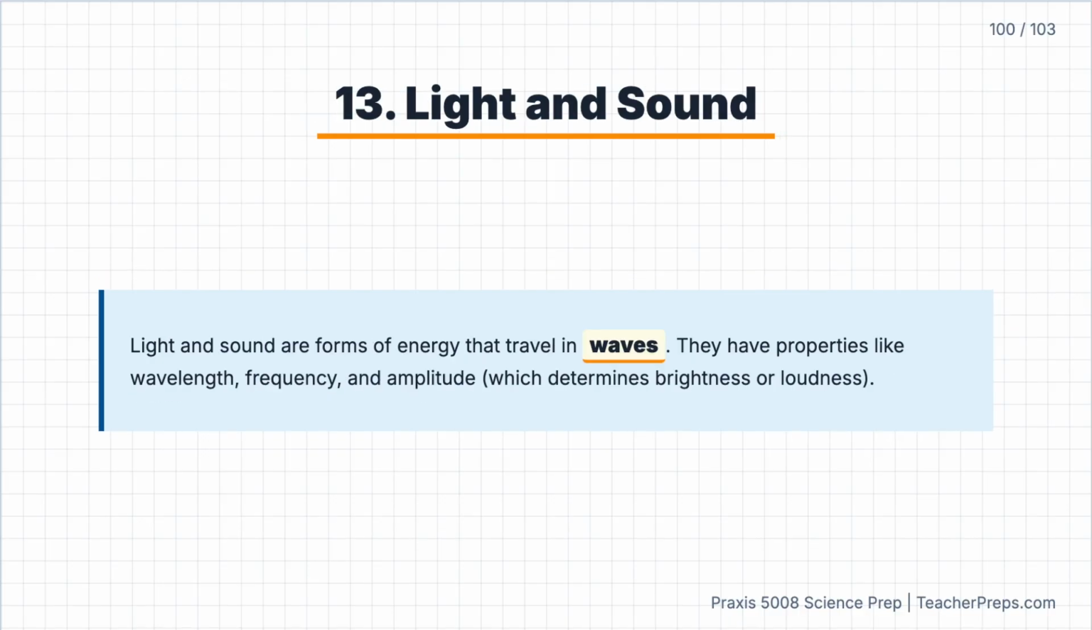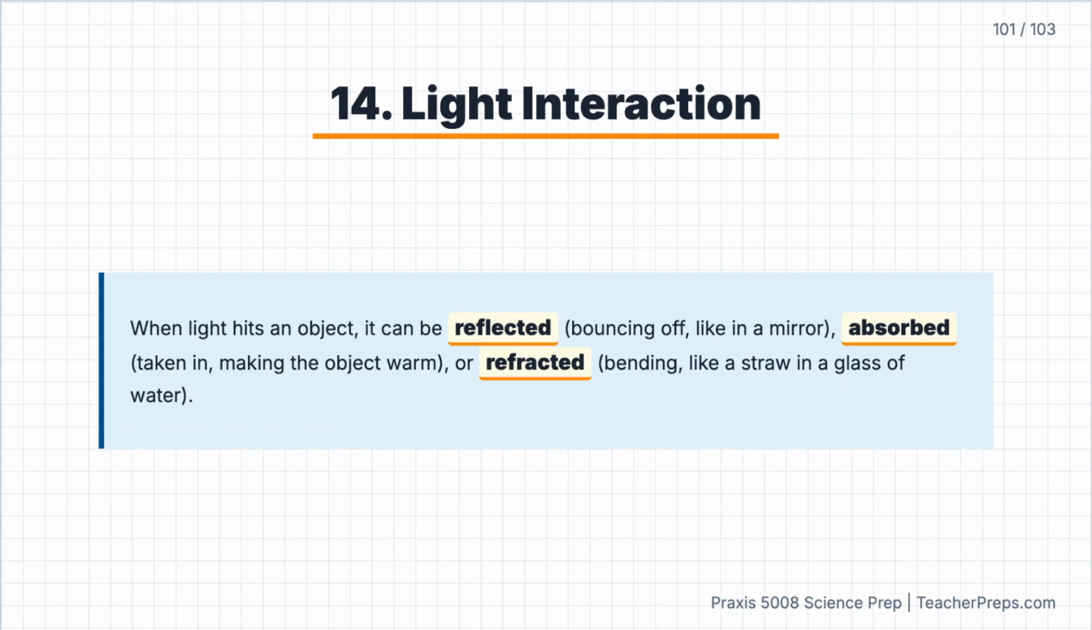All right, here we go. We are talking next about light and sound. Both light and sound are ways that energy moves through the world. They travel as waves, and the properties of those waves determine what we actually see and hear. Next up, we're going to light interaction. We see objects because light reflects off them and enters our eyes. Light can also be absorbed, which is why dark colored shirts get hotter in the sun, or it can be bent, which is called refraction.